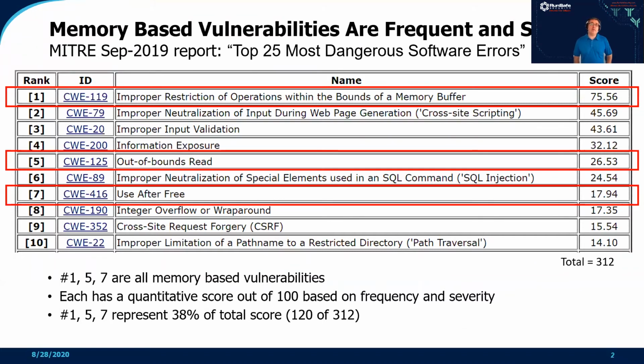So memory-based vulnerabilities in compiled code exist. They're exploited. This is a study published by MITRE back in 2019. They published the top 25 vulnerabilities. You'll see the top one is a memory corruption vulnerability, as are numbers 5 and 7. So that's 3 of the top 10. They've given them quantitative scores in terms of importance out of 100, and the top one has a score of 75 out of 100. So these are significant weaknesses. These are exploited weaknesses. They exist in compiled code.